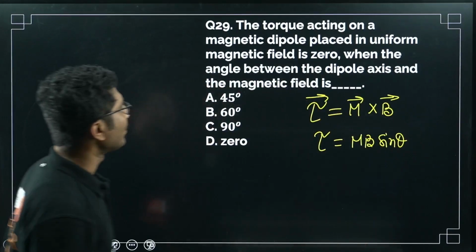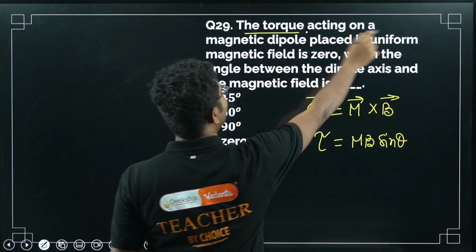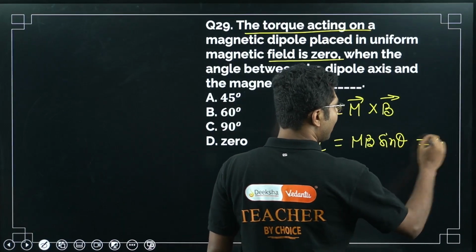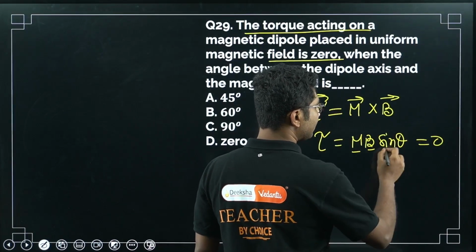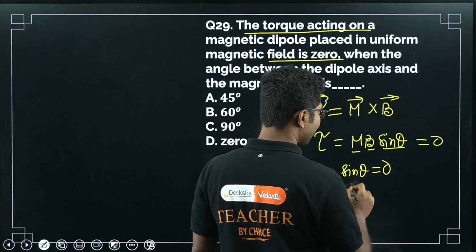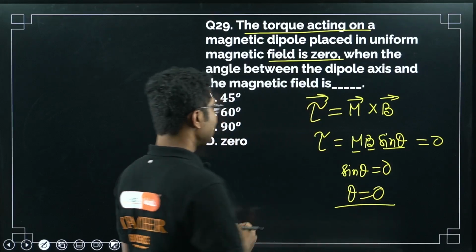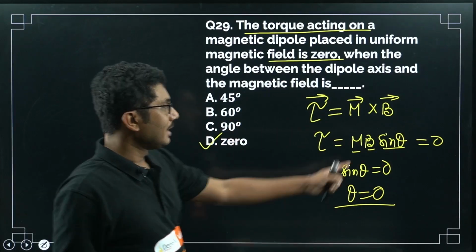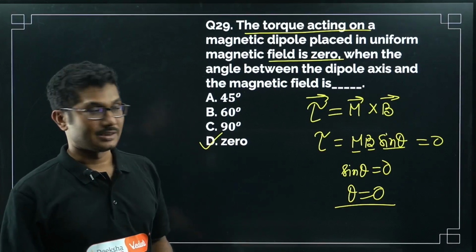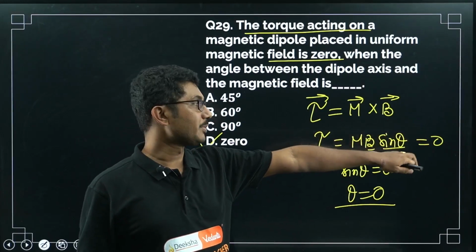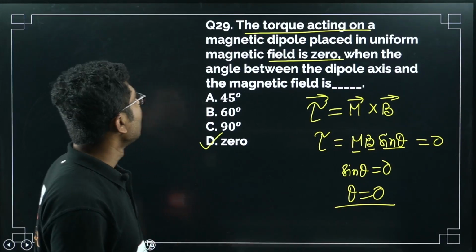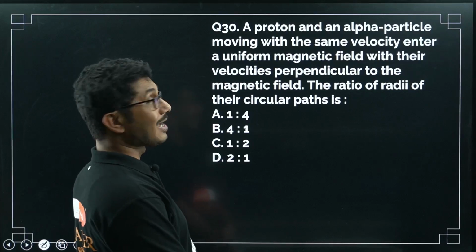Now in this case it is said that the torque acting is 0. So torque acting is 0 means this is 0. Now m cannot be 0, B cannot be 0, so the only thing is sin theta has to be 0. Sin theta is 0 when theta is 0. If it was a dot product relationship, then there would have been cos theta, and it would have been 90 degrees. But because it is a cross product relationship, sin theta will come and it is 0 when theta equals 0.